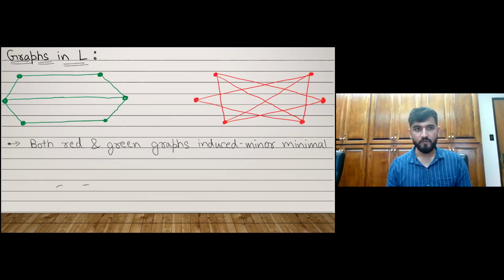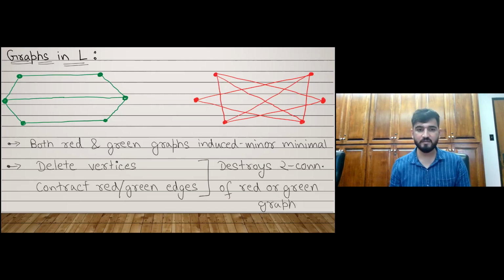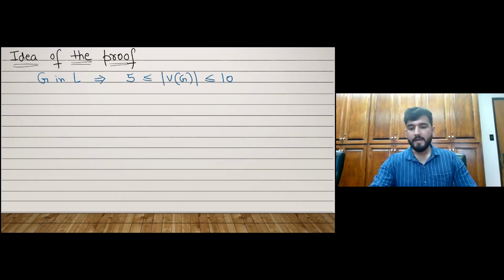Another example of graphs in L is a complementary pair of graphs, the 6-cycle with a chord and its complement. We use the red color to denote the complement of the green graph. Now, both these red and green graphs are induced minor minimal, which means that when you delete vertices or contract green or red edges, you destroy the 2-connectivity of the red or green graph. And now what we want to show is that if you take any graph in this list L, the number of vertices of such a graph is bounded above by 10.